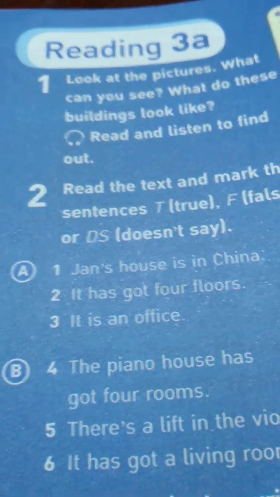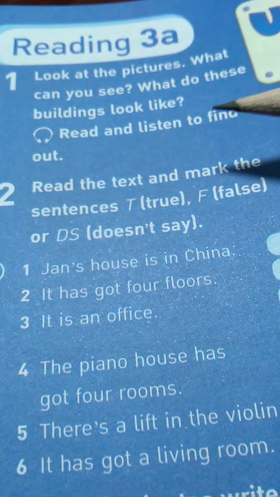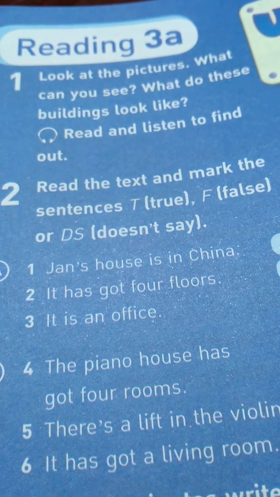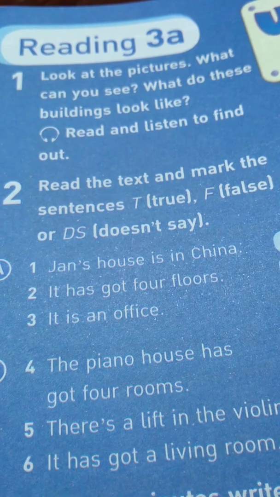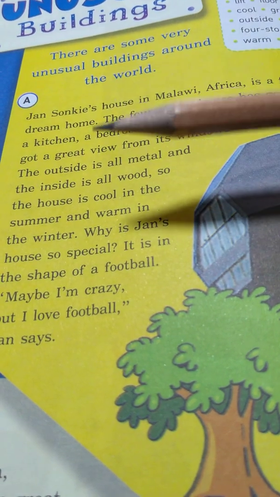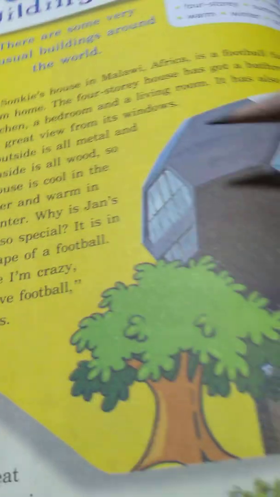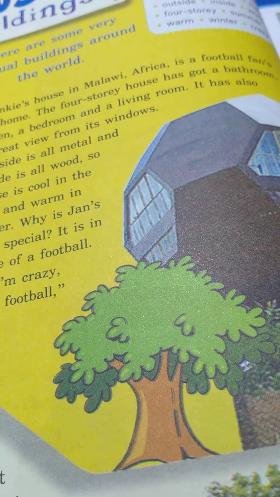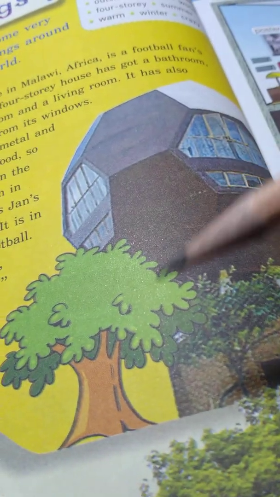And then page 34 talks about some unusual buildings, right? Look at the pictures and what can you see? What do these buildings look like? Read and listen to find out. All right, so there are some unusual buildings. And you read the story, it will tell you what this building looks like.